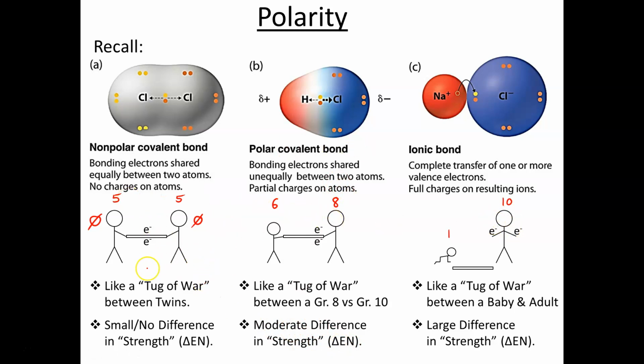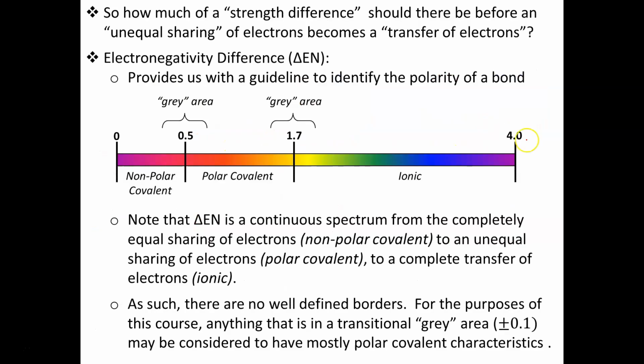So now the question becomes, at what point does the delta En, the difference in their strengths, go from equal to unequal to unfair? So at what point does the delta En go from nonpolar covalent to polar covalent to ionic? Enter the delta En scale, or the electronegativity difference scale. This scale goes from 0 to 4, and what we do is we subtract the En values for those two atoms and find out where they lie. If there's a very, very small difference between them, then it's nonpolar covalent. If there's a very large difference between their En values, then it's ionic, and if it's something in between, it's polar covalent.